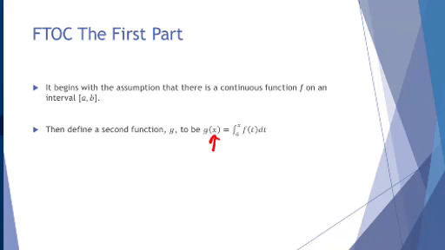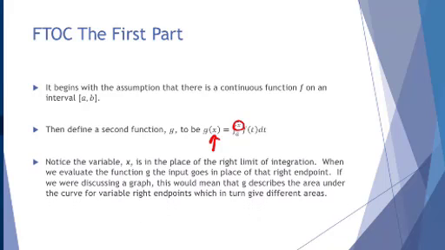And notice where x is in regards to this integral. x is the right endpoint of this interval. If we were interpreting this graphically, what we would say is that g describes the area under the curve for a variable right endpoint. In other words, it's the area under a curve where you set the left endpoint and you watch what happens to the accumulated area as that right endpoint changes.